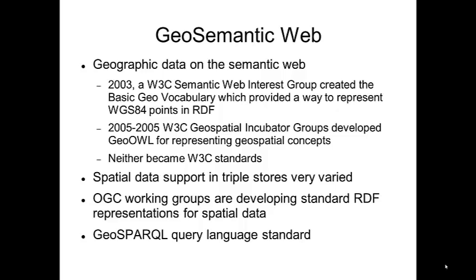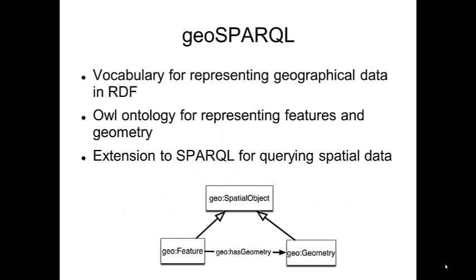But they have developed the GeoSPARQL addition or add-on to SPARQL for querying geographic data, presumably the data structures that they developed in these incubator groups, but still haven't actually become standards. So they're working with non-standardized things that haven't become full standards yet. GeoSPARQL is basically a vocabulary for representing geographical data in RDF, and it uses an OWL ontology for representing features and their geometry.